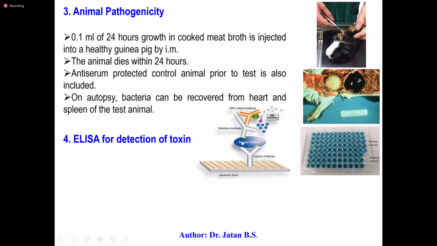If you find blue color, that indicates the presence of this antigen or the toxin. If this antigen is not present in the patient's serum, then this antibody cannot bind, and even this antibody will not bind, so you will not find any blue color. Absence of blue color indicates a negative test, presence of blue color indicates a positive test. So this sandwich ELISA test can be done for the detection of antigen or the toxin. Did you understand, all of you?